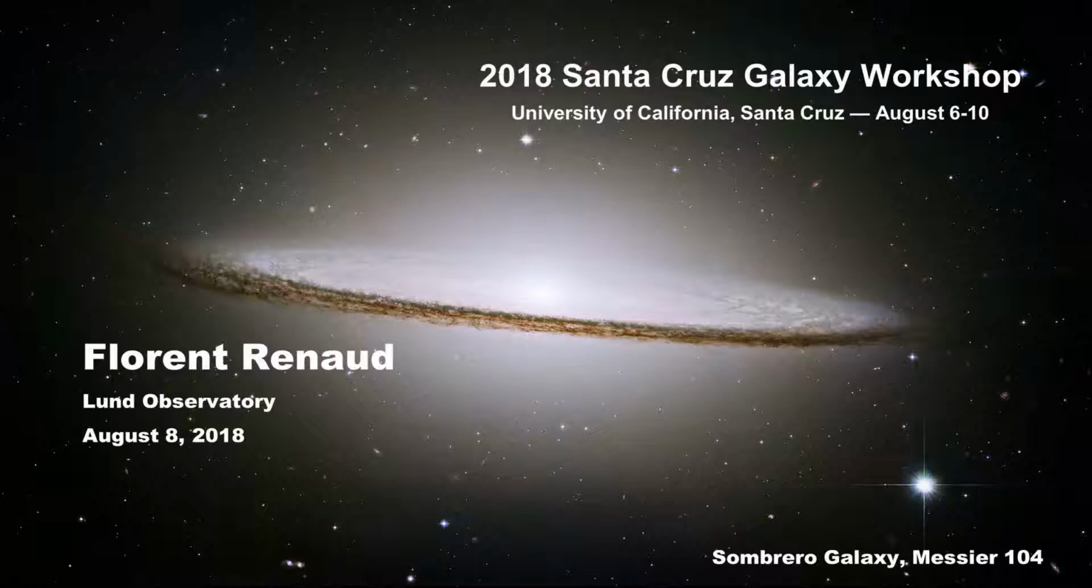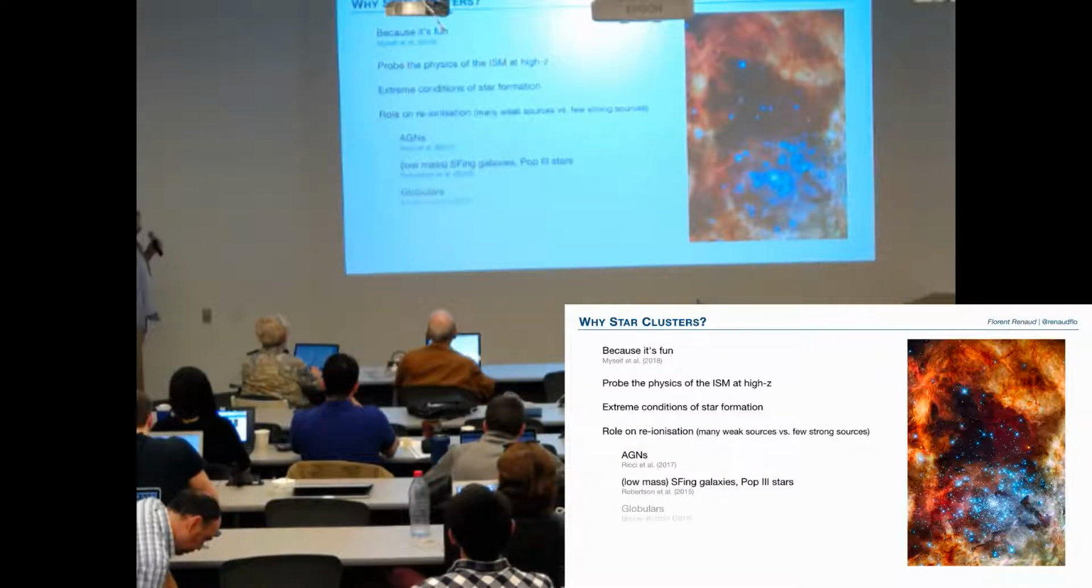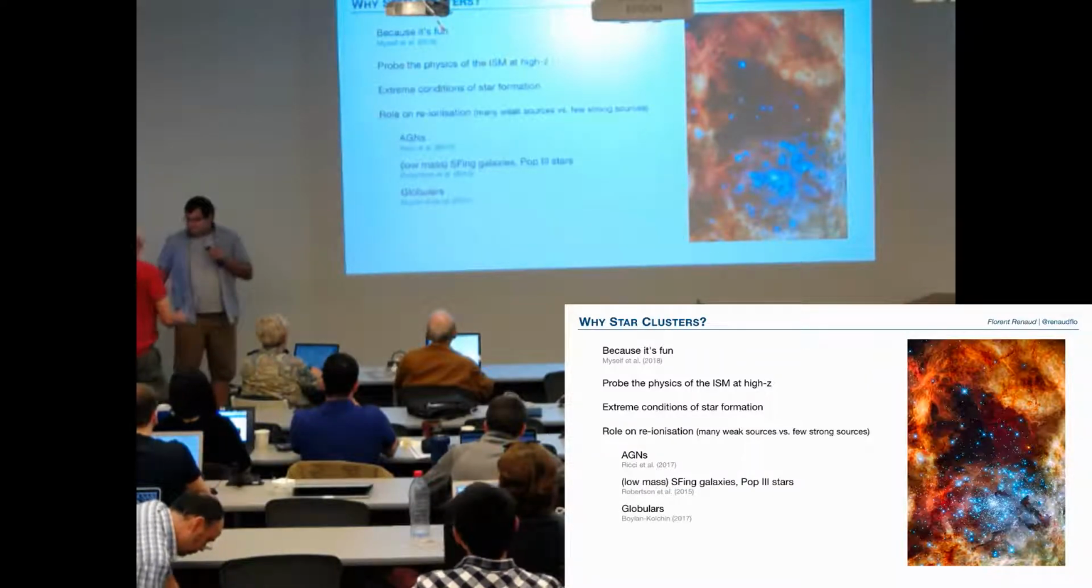have AGNs, star-forming galaxies, particularly dwarfs, population 3 stars, and globular clusters.